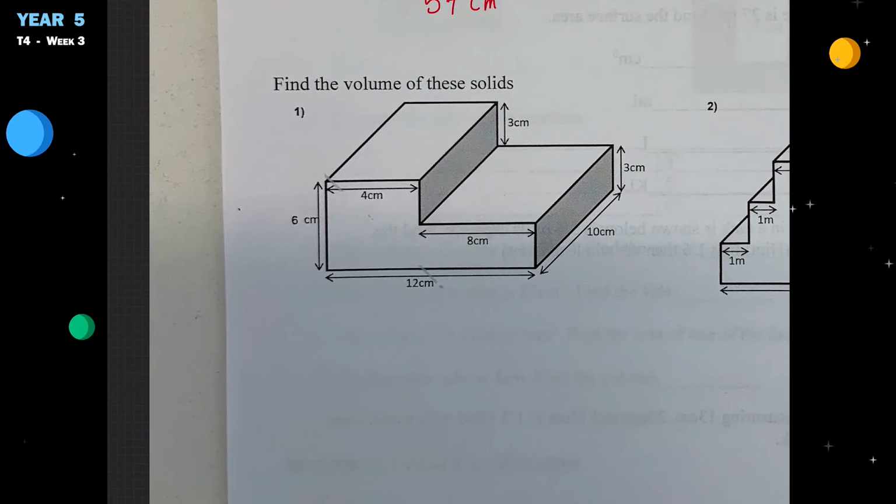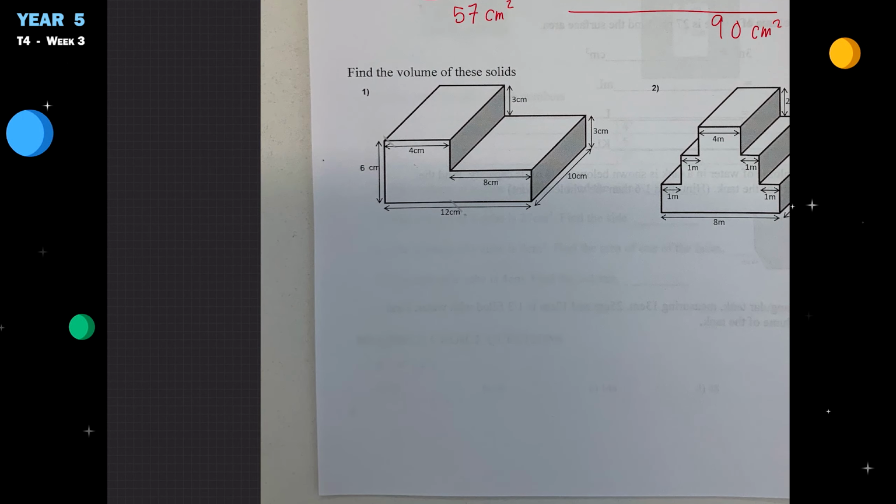So look at this next one. Find the volume of these solids. Now to find the volume, you can do 2 things. First, you can cut them into 2 rectangular blocks. Now to find the volume of any rectangular prism, we just have to multiply the length times the width times the height. The length in this case is 4, the width in this case is, well, that width is the same as that width, so it's 10.